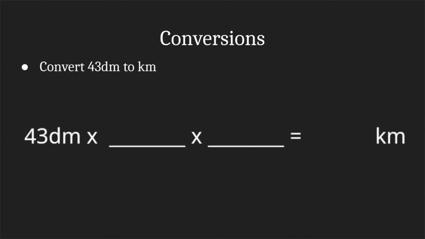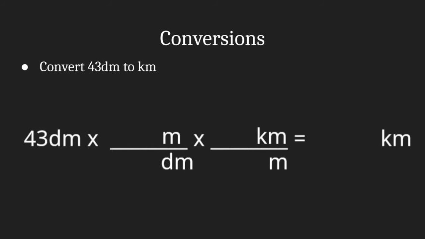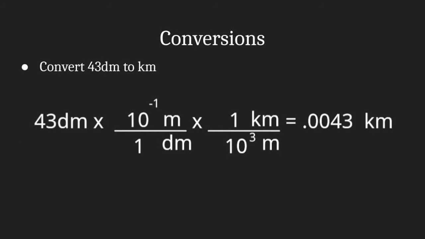Now, let's work through one of these together. So we want to convert 43 decimeters to kilometers. So we first put our initial, or what we're given, which is 43 decimeters, and we want to convert it to kilometers. Looking at our chart, we find that there is 10 to the negative first meters in 1 decimeter. Then we need our second conversion factor, which is to go from meters to kilometers. Once again, looking at our prefix chart, we find that there are 10 to the third meters in 1 kilometer, and then we multiply through to get 0.0043 kilometers.